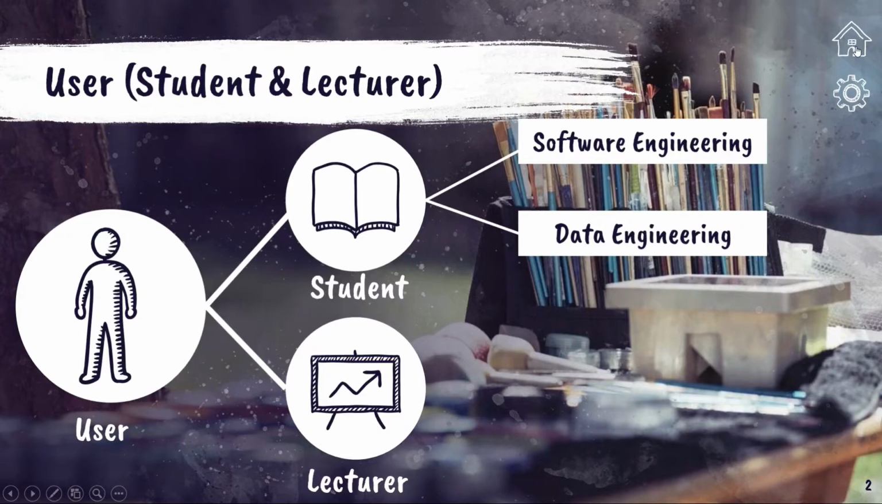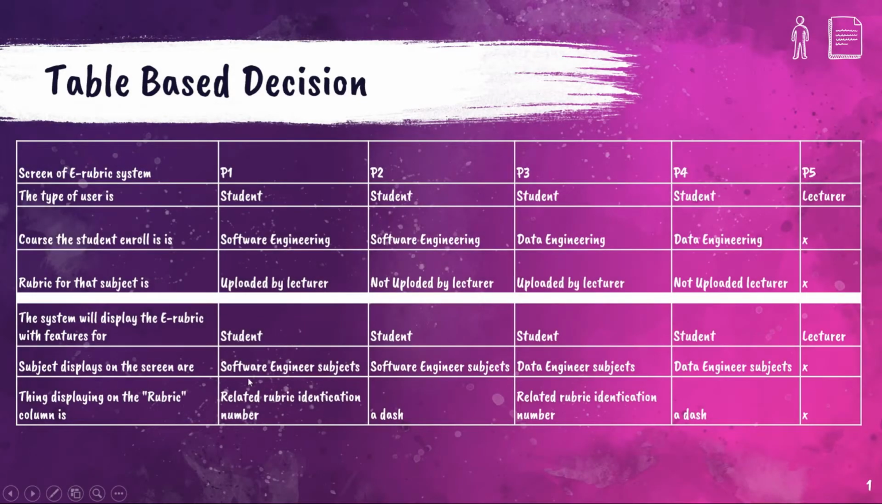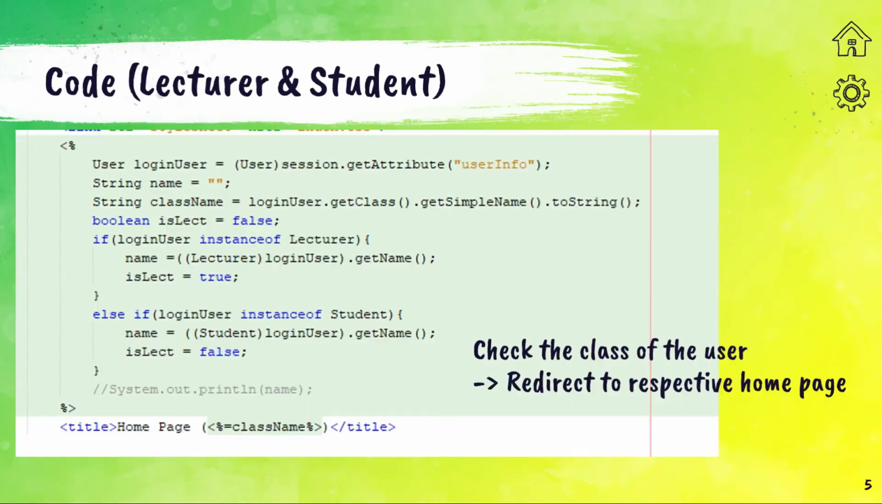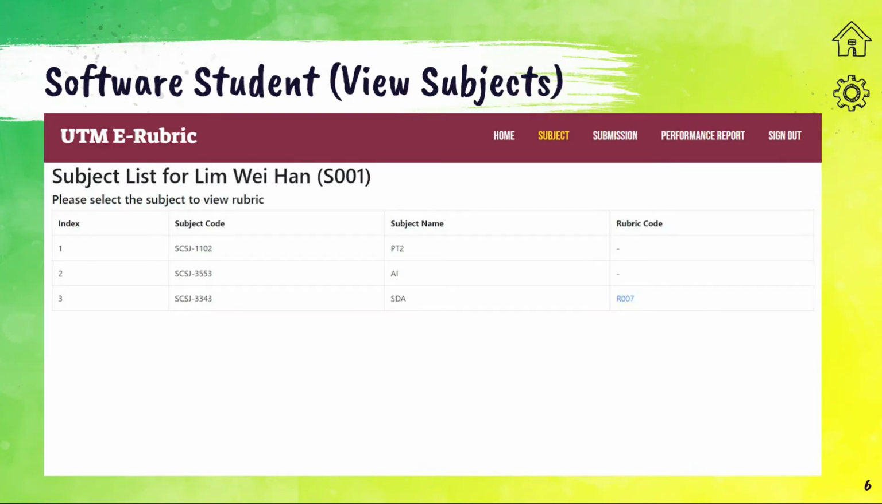Next, we go back to the decision table, where we want to talk about whether the subjects displayed on the screen are software engineering student subjects or data engineering student subjects. For this case it is also the same. We go to the view subject page, where this is for the software students. You can see you have 3 subjects here: PT2, artificial intelligence, and software design and architecture.